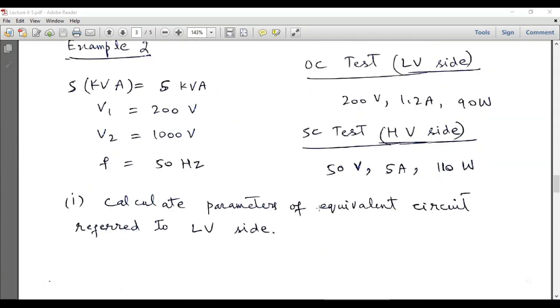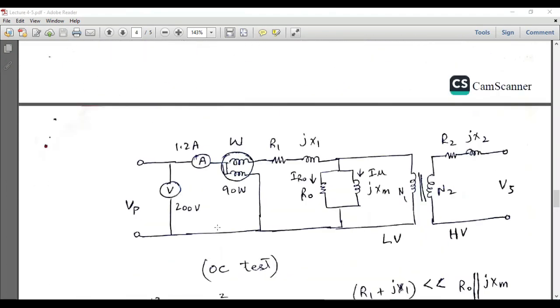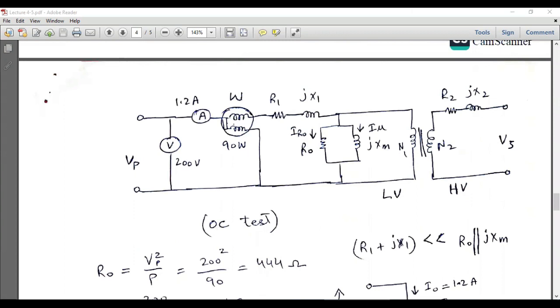So calculate the parameters of the equivalent circuit of the transformer referred to the low voltage side. So the open circuit test will give us the magnetization branch parameters, and the short circuit test will give us the series resistance and the leakage reactance parameters. So the calculations are explained here now.